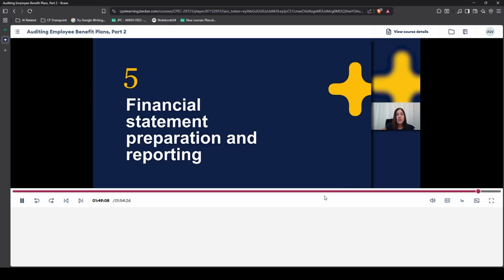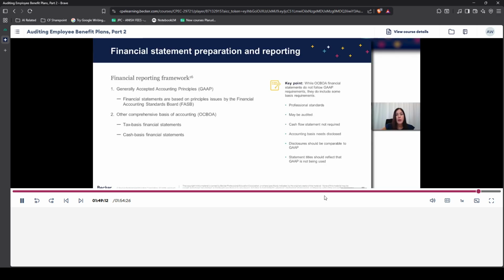So that brings us here to our financial statement preparation and reporting and wrap up. With our financial reporting framework, those financial statements can either be in accordance with GAAP or they can be in accordance with other comprehensive basis of accounting. Both are completely acceptable for the Form 5500 filing and for the financial statements themselves.